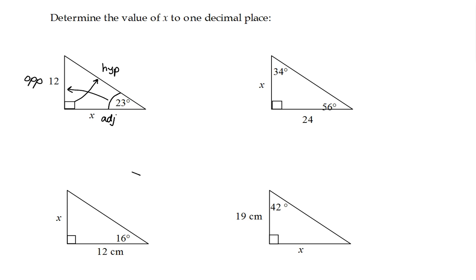Do you guys think you could handle that? Go and label the next 3. Just label them. Don't do any math yet. For the top one, use 34. Okay, everybody use 34. Just pretend the 56 is not there.